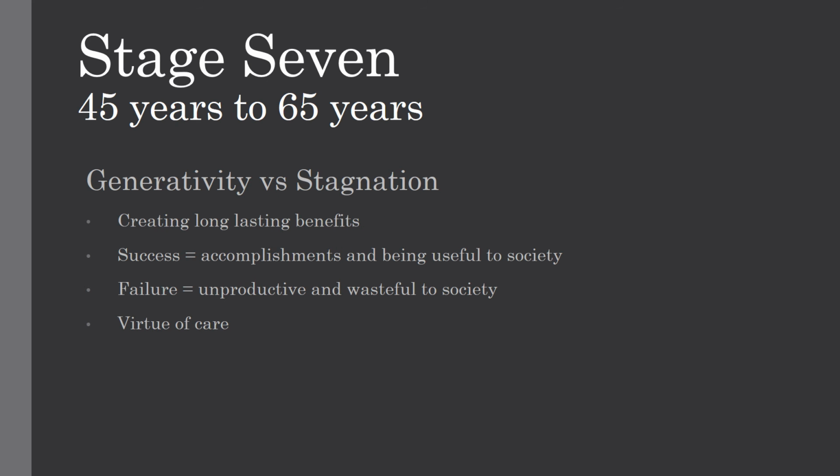Stage 7, 45 years to 65 years. Individuals in this stage tend to be your established people in life. They've been doing things the same for a long time. Most of them, if they've had kids, have older kids. And many of them are getting ready for retirement. This stage showed generativity versus stagnation.